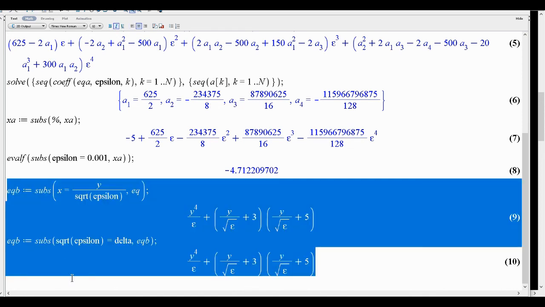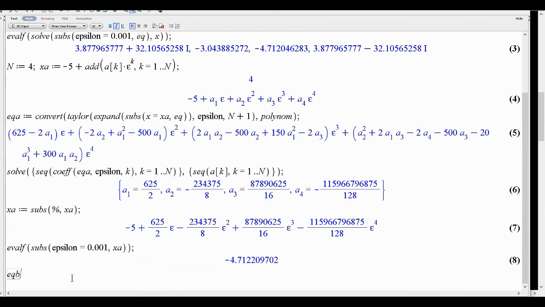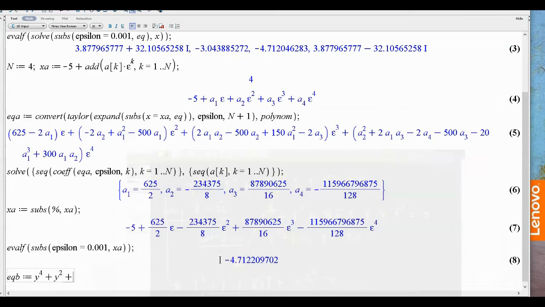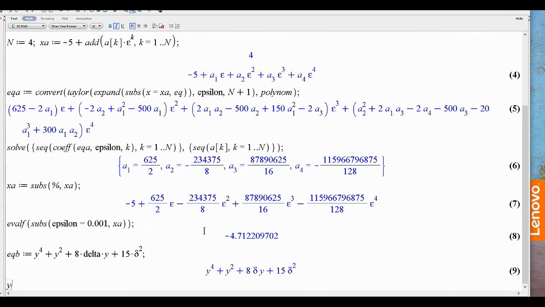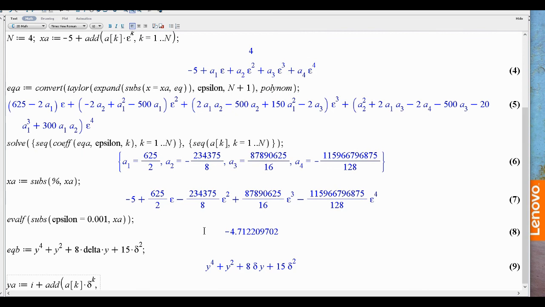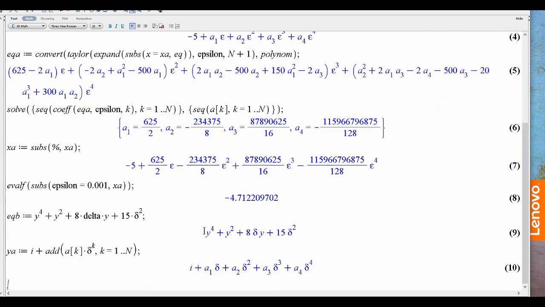Okay, so here we will go. EQB is equal to y to the power 4 plus y square plus 8 times delta times y plus 15 times delta square. This is what is going to be 0. Let me say y approximate solution is equal to i plus add a k times delta to the power k, k equals 1 to n. I have that. Then I have EQB approximate is equal to, expand, substitute y equals y approximate in EQB. This will be some big long expression.